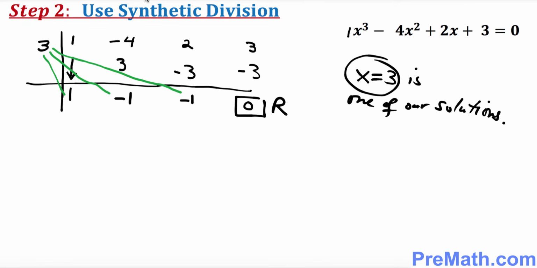Now the next thing we want to do is this: this is going to become x squared, this is x, and this number is without x. So this is going to become 1x squared minus 1x, and then negative 1, equal to 0. And now we're going to solve for x in this quadratic equation.